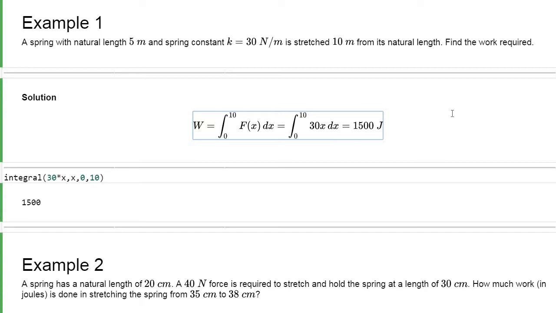Even though you start out with this thing 5 meters long, you don't go from 5 to 15, you go from 0 to 10. And the answer here happens to be 1500, and this is in newtons and meters, so the unit is joules. And there's the integral if you want to do it, though it's not a hard integral.